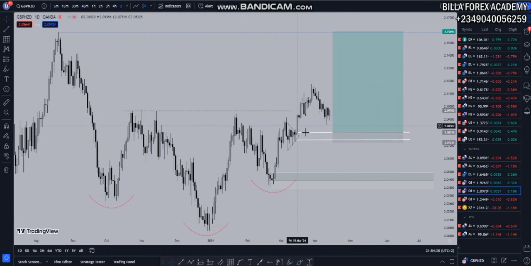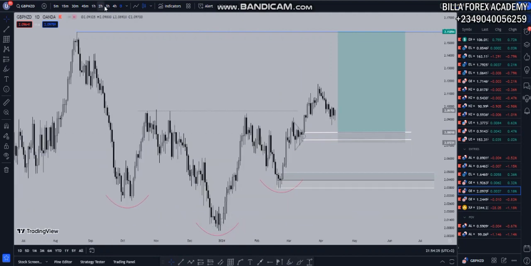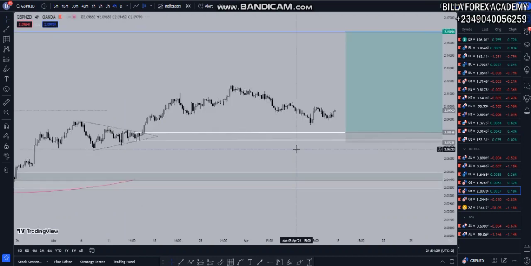But I have something over here, that's my range. So considering the range, I think price might reverse from this side. Let's go to the 4 hours and see what I'm talking about.